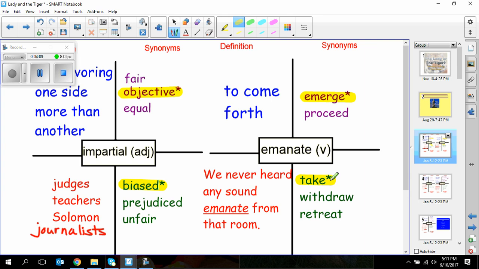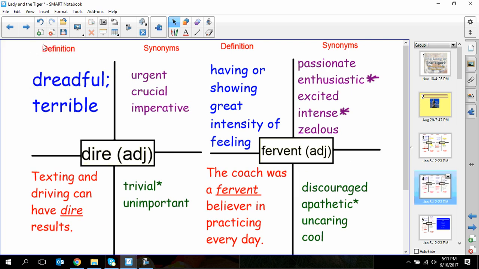When it's going the other way, so to emanate is to go forward. If you are going in reverse of any kind, like you're taking something that goes back towards you, to withdraw or retreat, that is the opposite of emanate. Okay? Our next word is the word dire.